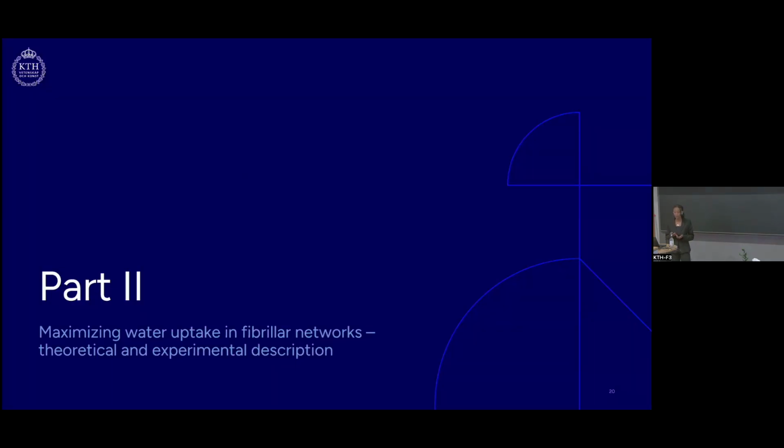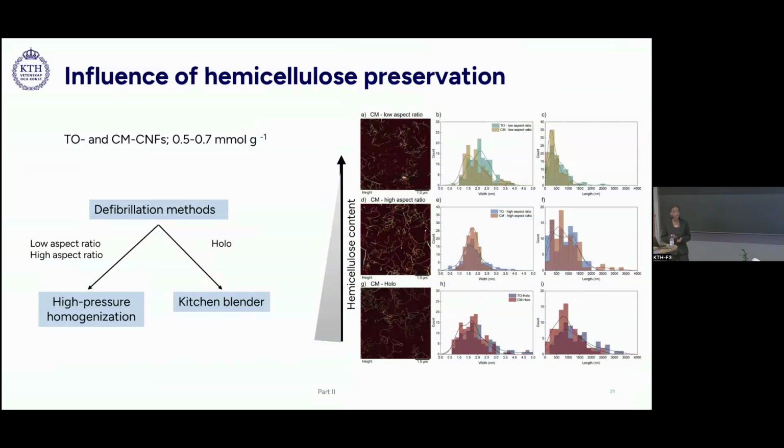And now that we have gained some insights into the interactions that minimize the water uptake in fibrillar networks, we investigated some of the factors that maximize the water uptake in fibrillar networks. And in this work, we prepared CNFs with different aspect ratios that were either TEMPO-oxidized or carboxymethylated to charges between 0.5 to 0.7 millimoles per gram.